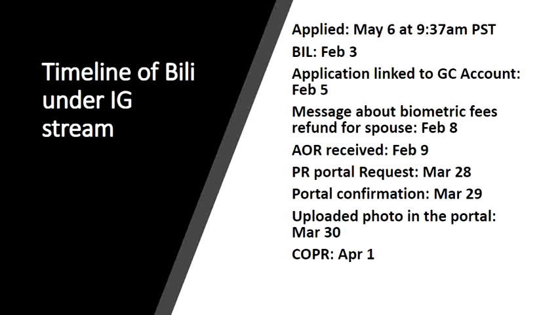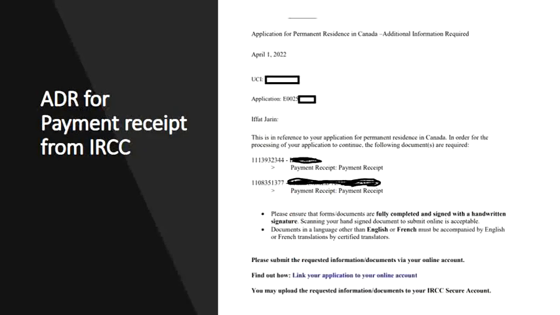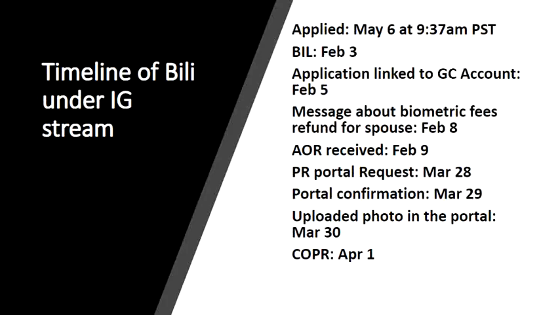I'm ready with yet another update under IG Stream and Stream B, for the TR to PR pathway. There are a lot of rollouts that have happened recently under Stream B, so I'll try to cover as much as I can. Also, towards the very end, I'll give you a little understanding of ADR, how it looks for payment receipt, and it's the same if you're getting any ADR or requisition from IRCC for PCC and any other documents. So I'll read that towards the very end.